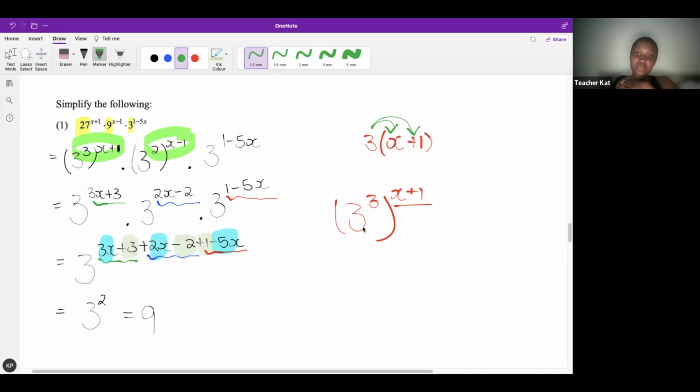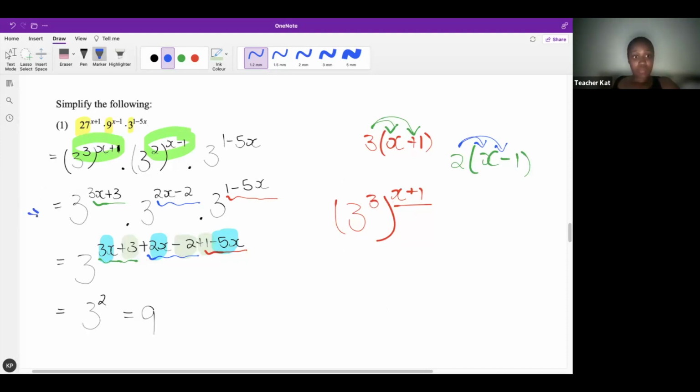You see? And then we did the same thing with the second one. This time we had a 2 times x minus 1. We are distributing. So you have 2 times x, which is 2x, minus 2 times 1, which is 2. So you with me so far? Wonderful. And then we were left with the same base.